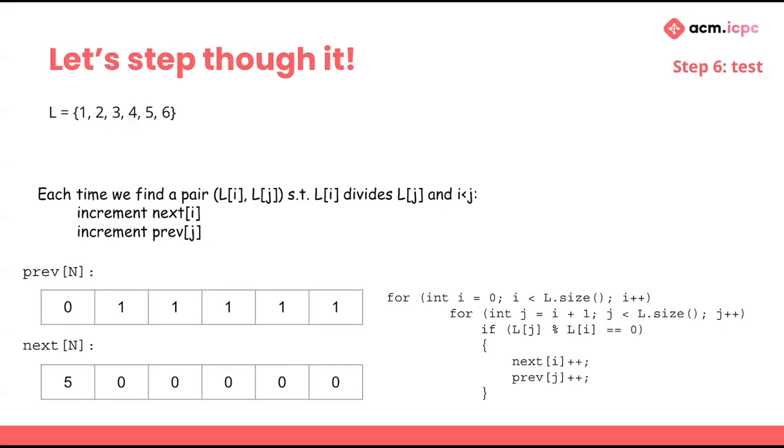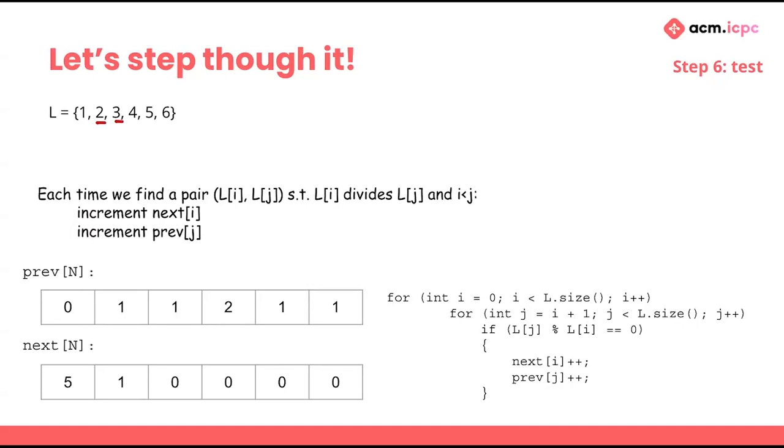We get something like this, since 1 divides every single element. So we get that the 5 elements that go after 1 can be divided by it. And there's just one element before every other element that divides it. Okay, and we continue this, considering 2 and 3, 2 and 4, and so on. So finally, this is what we get.